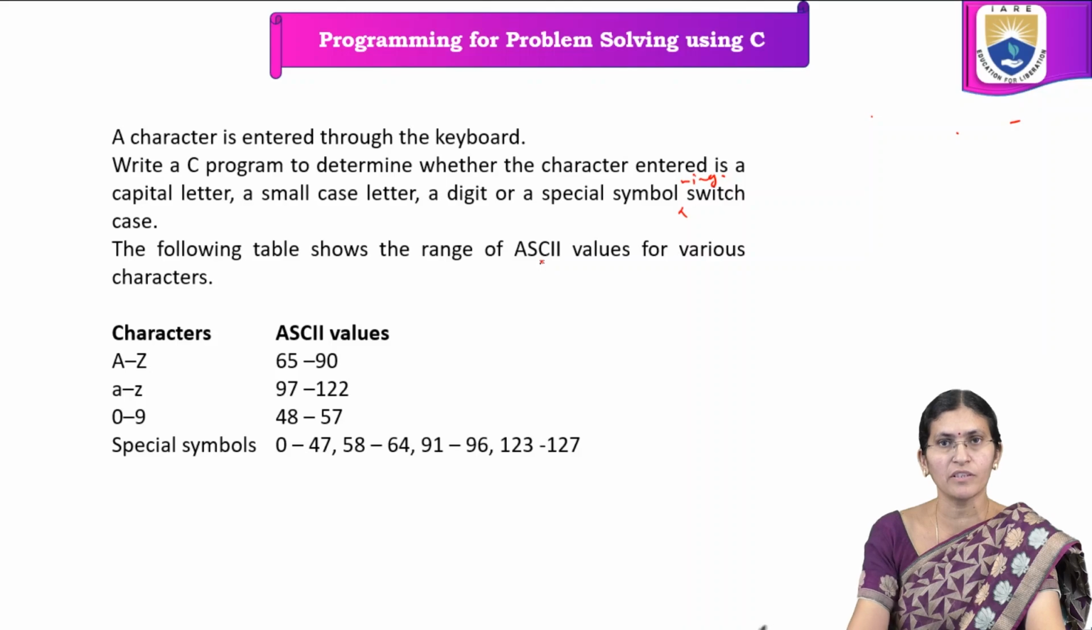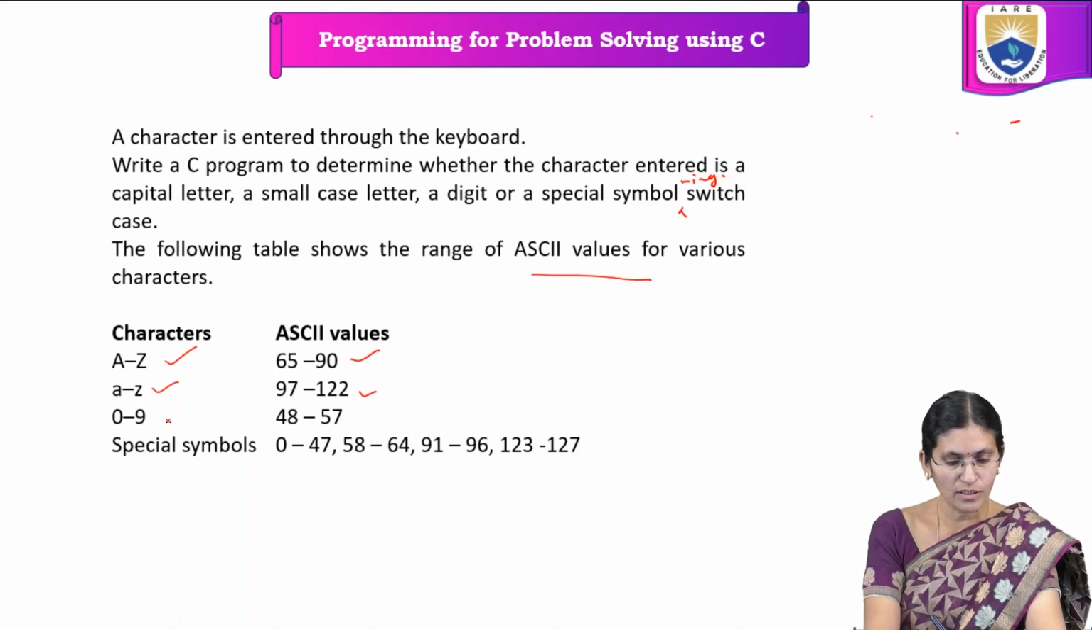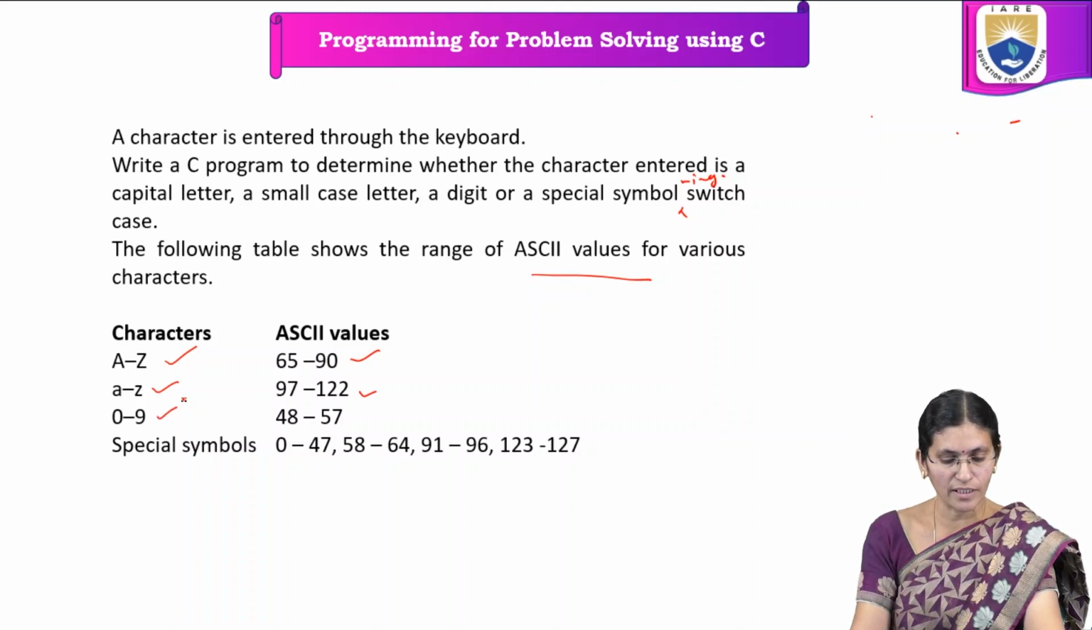This is the table which shows the range of ASCII values for various characters. The characters capital A to capital Z have the ASCII values 65 to 90, small case letters small a to small z have ASCII values in the range 97 to 122, and the digits 0 to 9 have ASCII values in the range of 48 to 57. There are other special symbols also when we enter them as characters. So these are the different ASCII values.